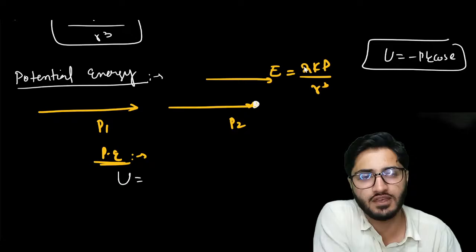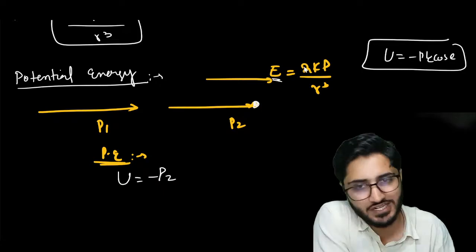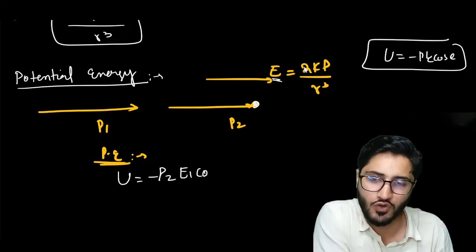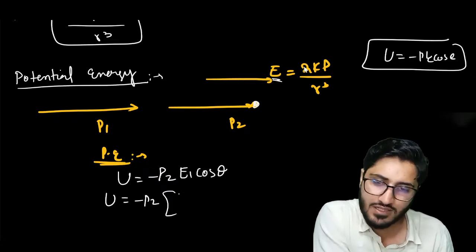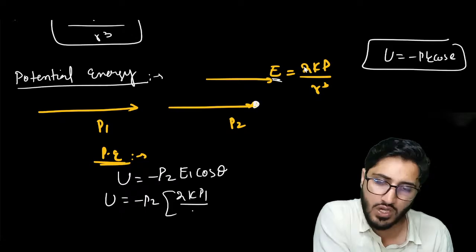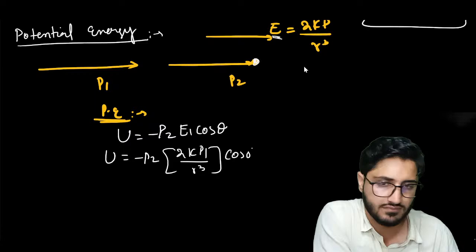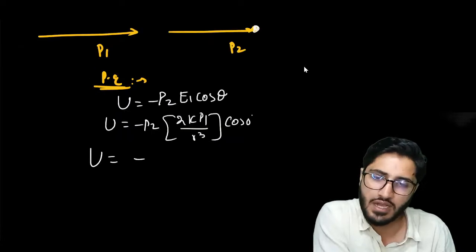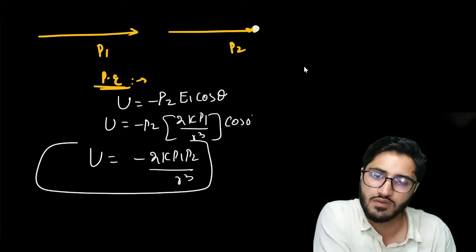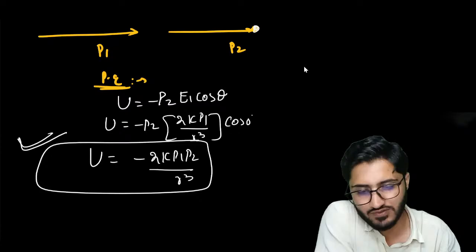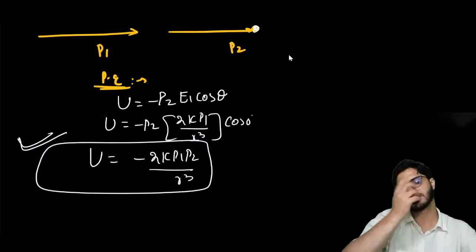Here, which P is present? Sir, P2. And the electric field is how much? E, due to E1, na? It will be E due to 1 cos theta. U is minus P2 times the electric field, so 2K P1 whole divided by R cube. The angle is 0, so I will write cos 0 degree. I will write U came out to be minus 2K P1 P2 divided by R cube. This one is super easy, na? Within 30 seconds, I just concluded.